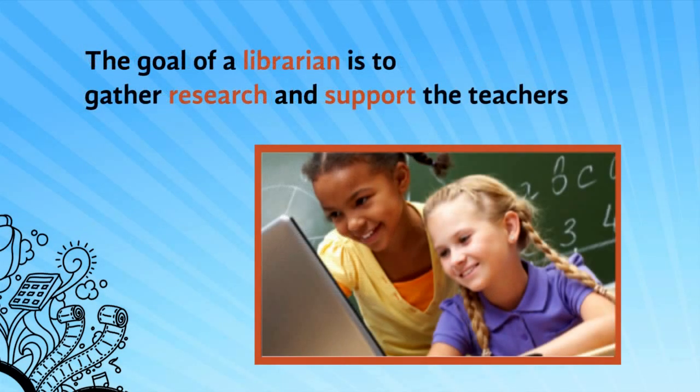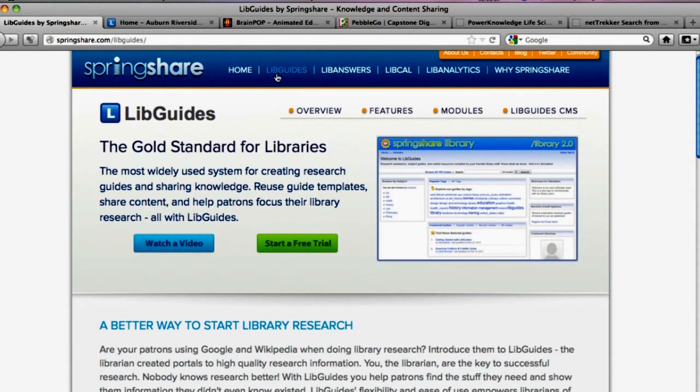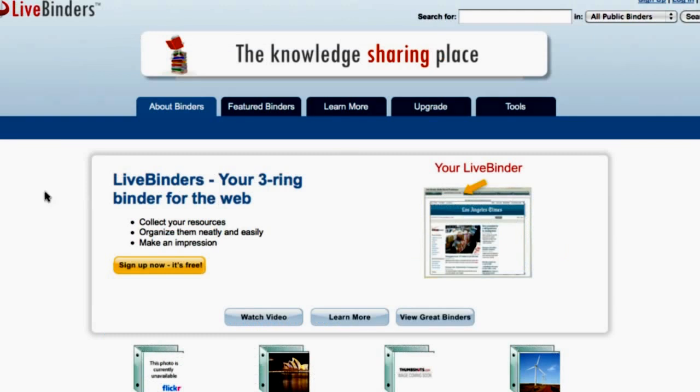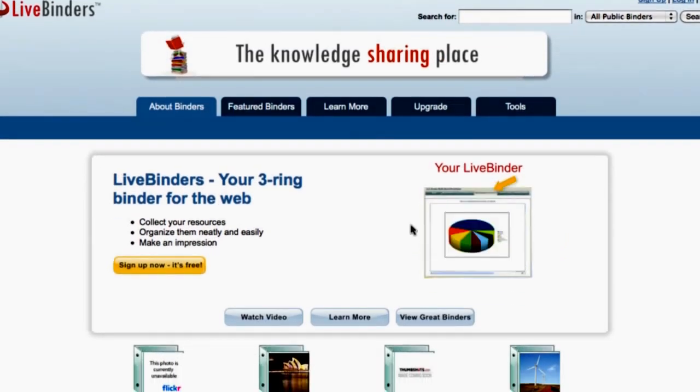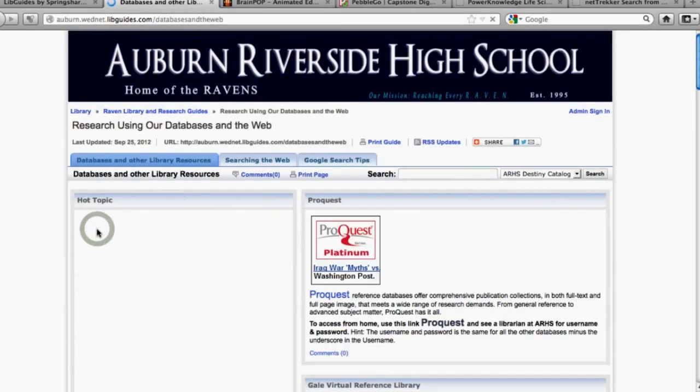What I found to be very helpful is creating what used to be called a Pathfinder in the library industry, and it used to be on paper, and it would be a listing of all the resources. Well, now we do those electronically. I use a product called LibGuides, but you could also do something like LiveBinder or just your school's webpage and create a list of resources that the teachers and the students can access.